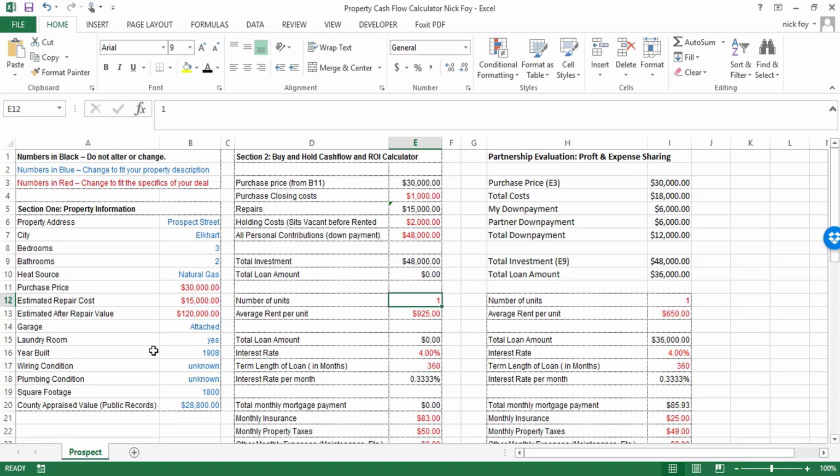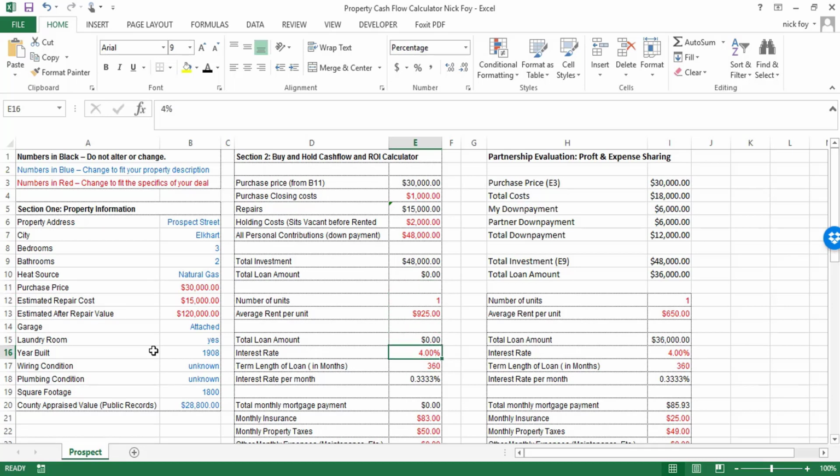Number of units, it's only a 1-unit property. It has 1 tenant. It was a nice family that always paid the rent on time. We got fortunate. We had good tenants. They paid $9.25 every month, which is roughly the going rate for a 3-bedroom in our city.